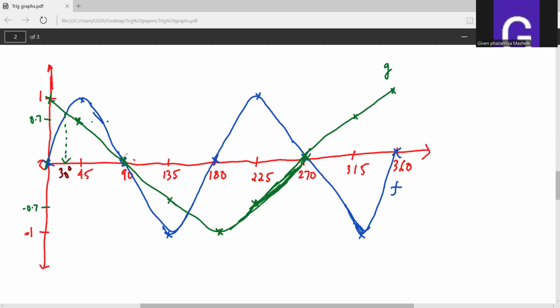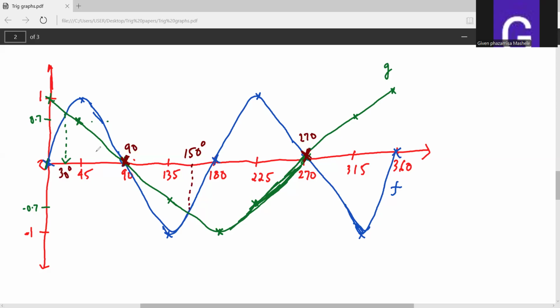Another one is at 90. Another one is at 150 degrees. I believe you guys are following. Then the other one is at 270. How many points? 4 points: 270 degrees, 150 degrees, 90 degrees, and 30. We have shown that the two graphs are intersecting at 4 points, algebraically so.